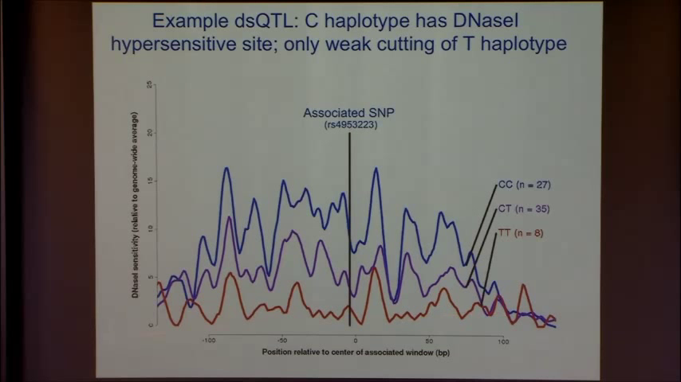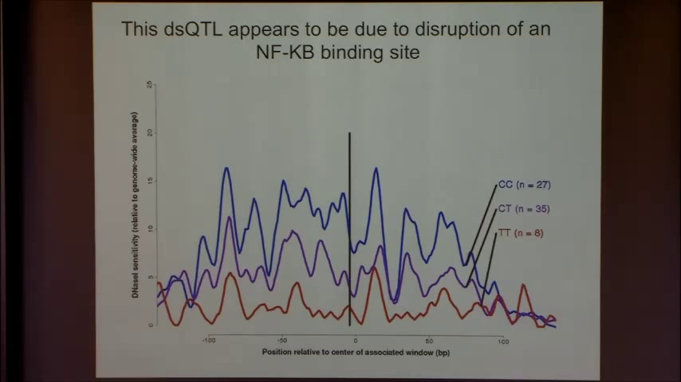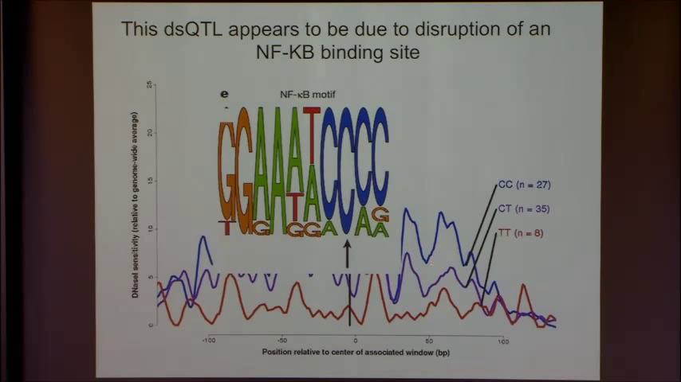If you've got the TT genotype, then this region's basically closed off, so the sensitivity here looks like the background signal. It turns out that this particular dsQTL seems to be due to disruption of a binding site of a transcription factor called NF-kappa B. So there's a match to the NF-kappa B motif at this particular location, and the C allele here matches the preferred binding site for NF-kappa B. The T completely wipes out that binding site.